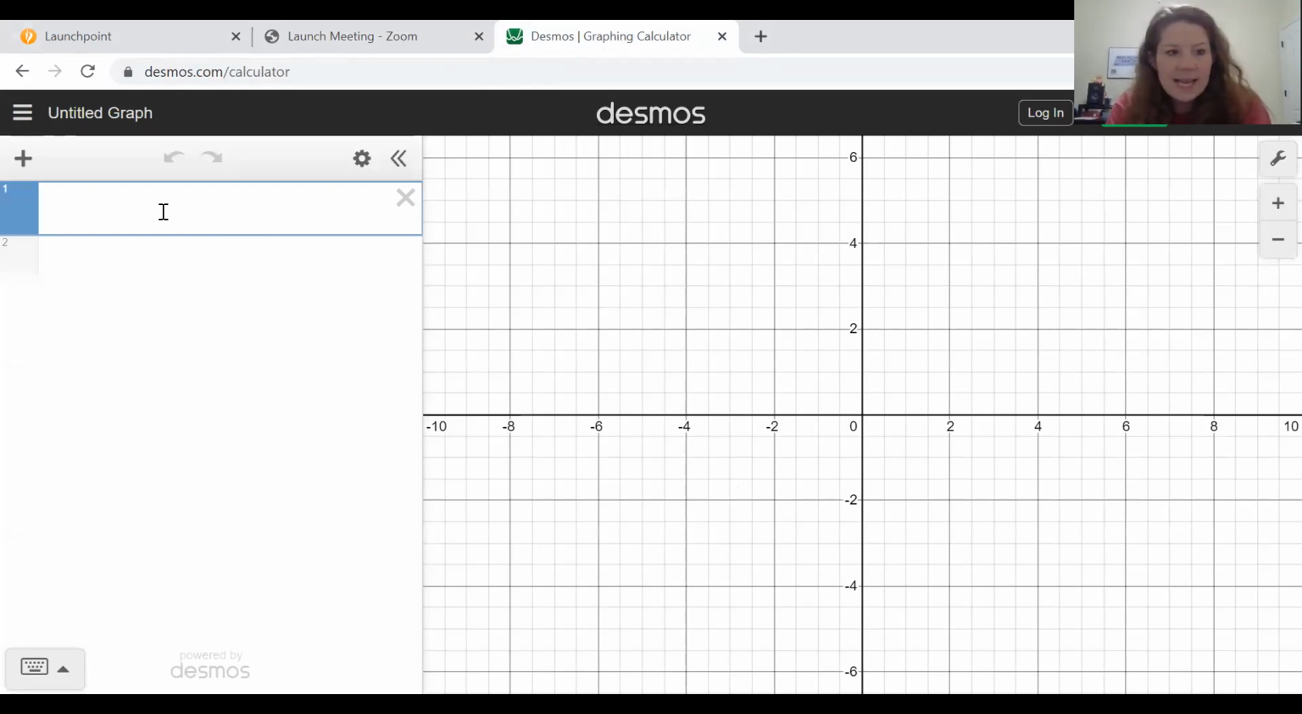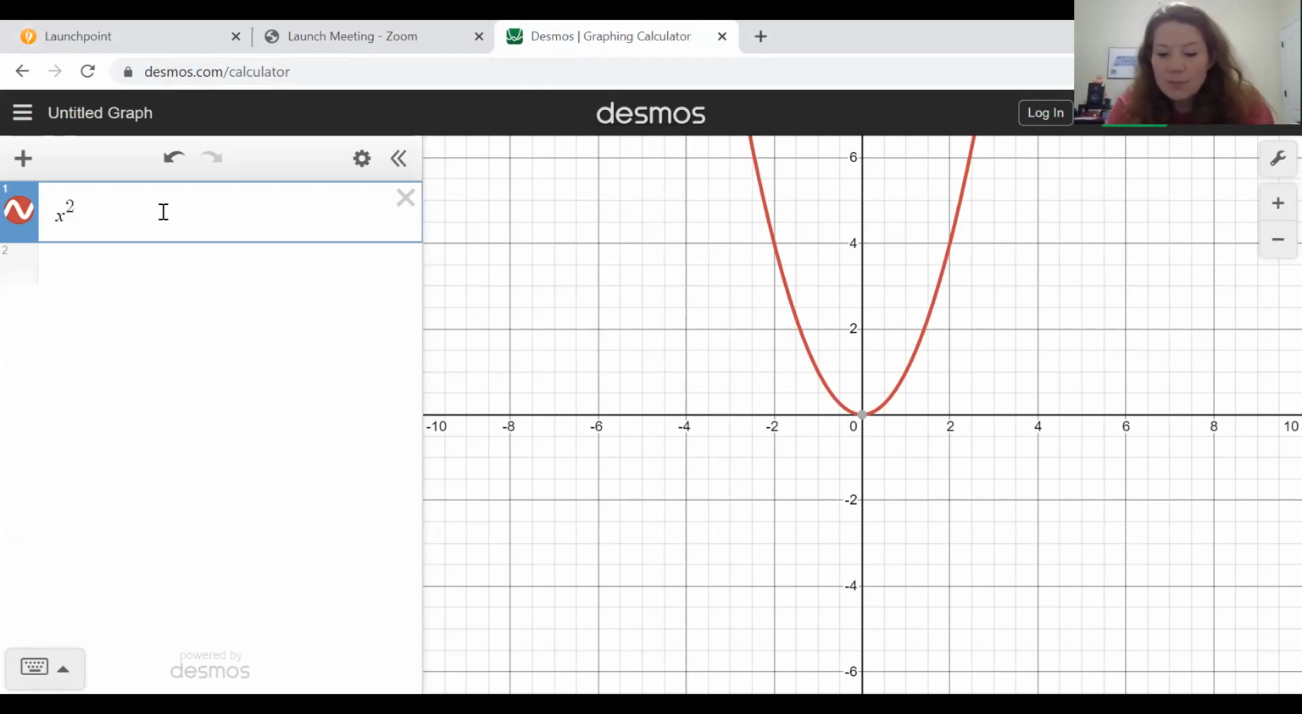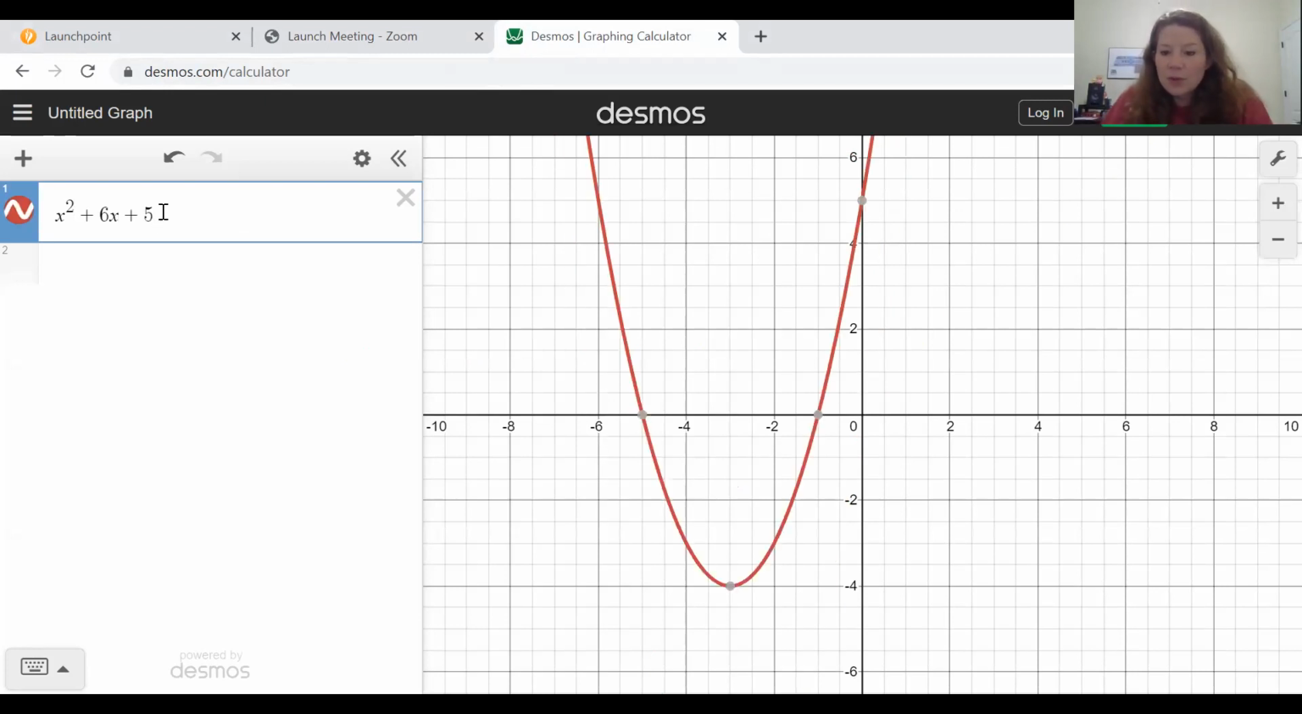All right, so let's say I'm going to type in x squared plus 6x plus 5. Now, we're going to graph it by finding all of these different points, but I do want you to know that if you pull up desmos.com, and all you have to do is type in your equation, it will graph these for you.